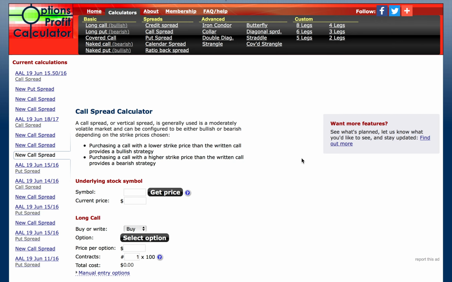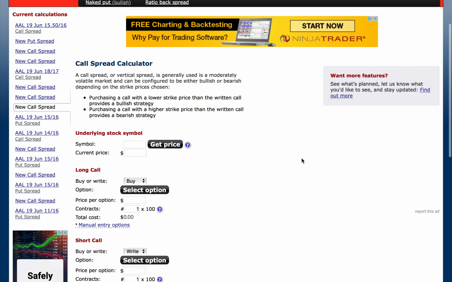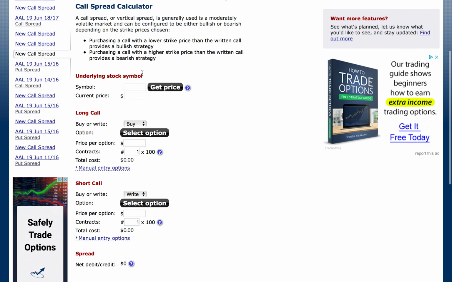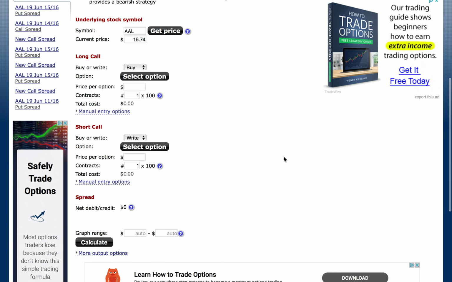So here's a call spread calculator, okay? So again, it's very easy to use. The first thing you've got to do is go into this underlying stock symbol. So we're going to say American Airlines, which is AAL. That's the symbol for it. So we'll get the price, and it'll populate what the price of that is, which is 16.74 right now. And so again, we're going to start by selling or writing, those two things are the same, a call, and then we're going to buy a call as well. So let's go ahead and sell a call.